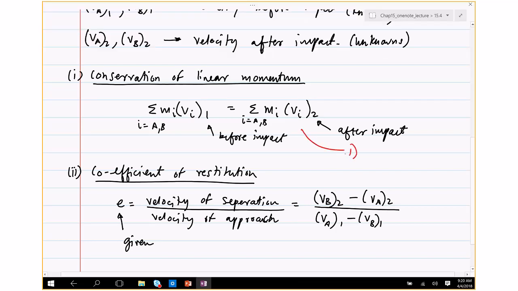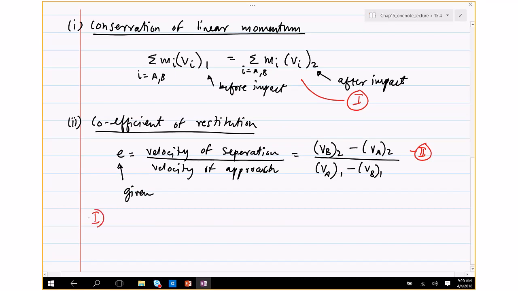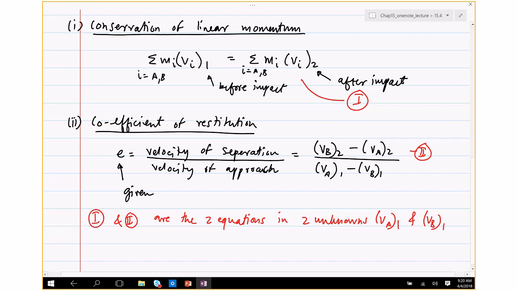This is equation 1, and this is 2. So 1 and 2 are the two equations in two unknowns, VA2 and VB2, velocities after impact. Sorry, I said VA1 and VB1 earlier. So given those two equations, you can solve for the two unknowns.